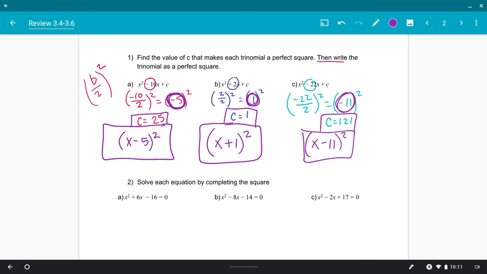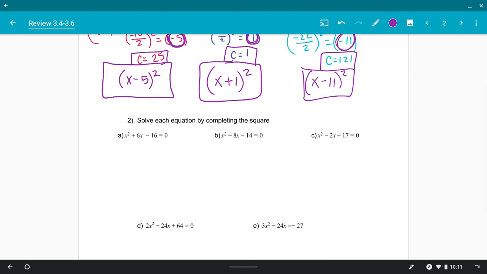So now we've essentially completed the square up top. We just didn't solve or find the solutions. So down here, that's what we're going to do. It says solve each equation by completing the square. Cool, we can do that. So first step is to get the x on one side. So we're going to add 16 to both sides.